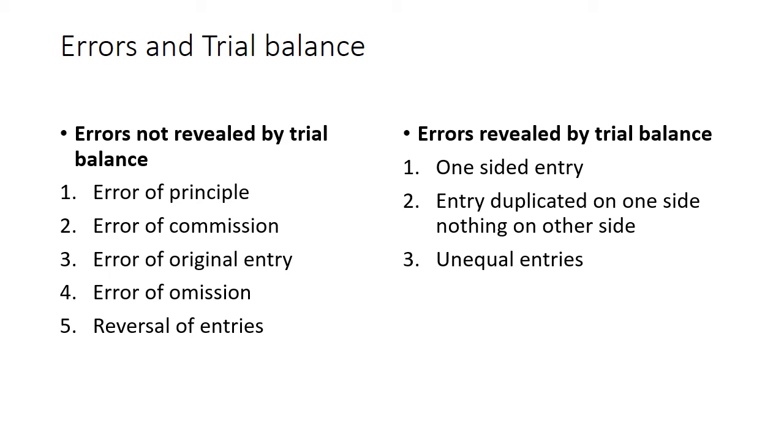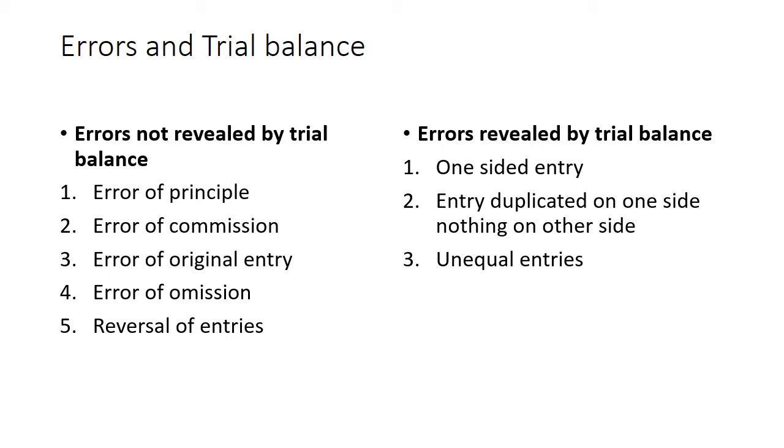Then we have unequal entries, where different amounts have been recorded for debit and credit. Same example, £100 insurance expense was paid by bank. The accountant has recorded £100 on the debit side of the insurance expense account, but on the credit side of the bank account, the other part of the transaction, he has not recorded £100, rather he has put £110 in the credit side of the bank cash book.